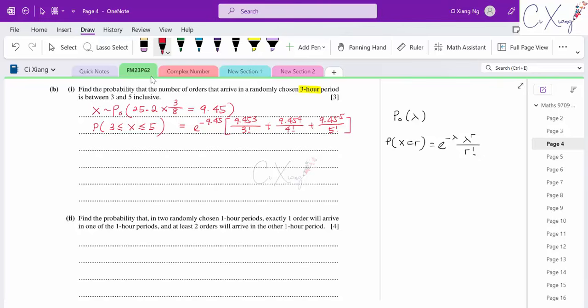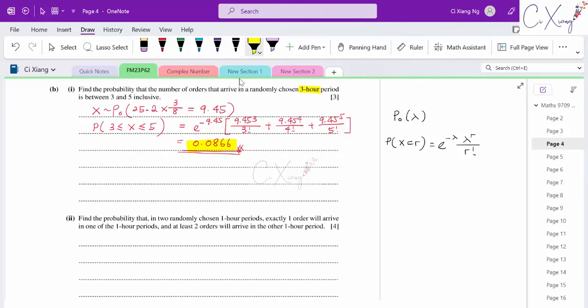Okay, then when I factorize out all the e to the power negative 9.45, the lambda terms will be inside. So my steps will look something like this. Using a calculator and correcting the answer to 3 significant figures, it should be 0.0866. Okay, so this is how we get the answer for part B1.